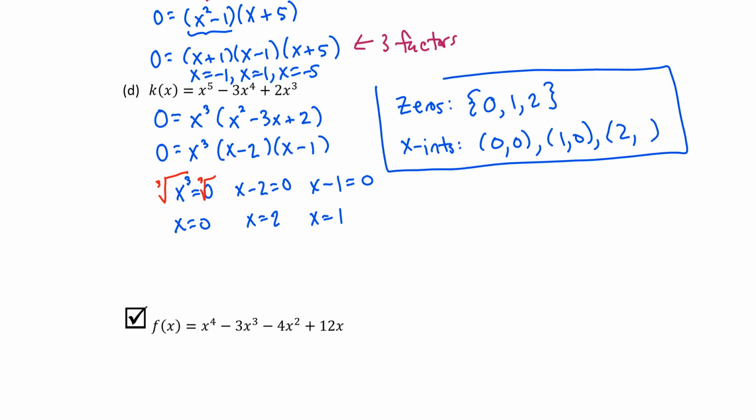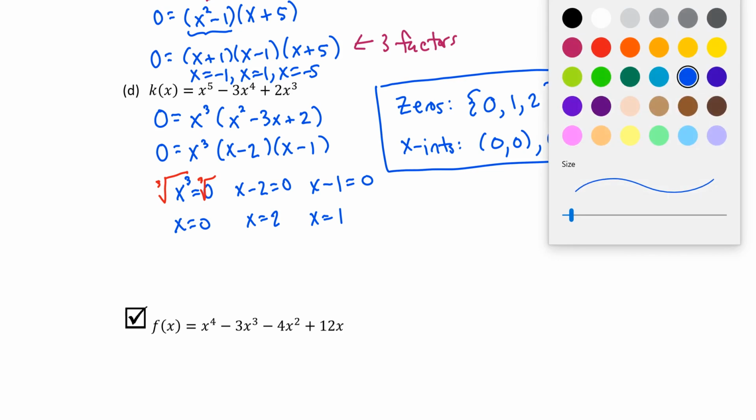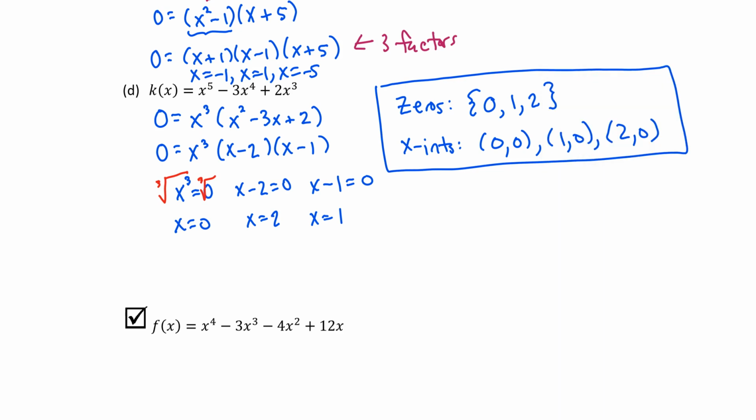Now, did you notice something different about this problem? What was the degree of our original polynomial? This is a degree 5 polynomial, right? And how many zeros did we get? We got 3 zeros and 3 x-intercepts. We didn't get 5, okay? 5 is the maximum number of zeros that I can obtain.